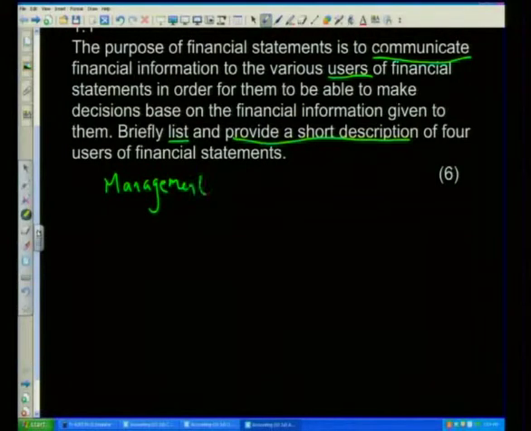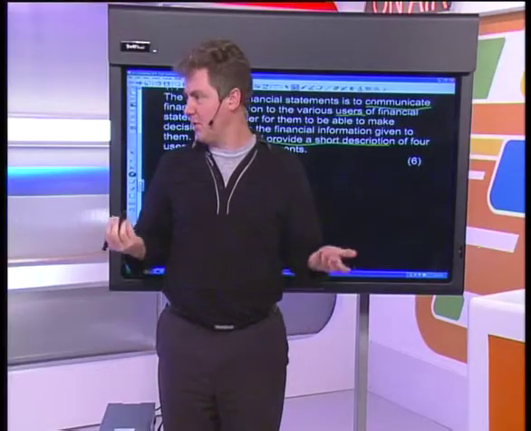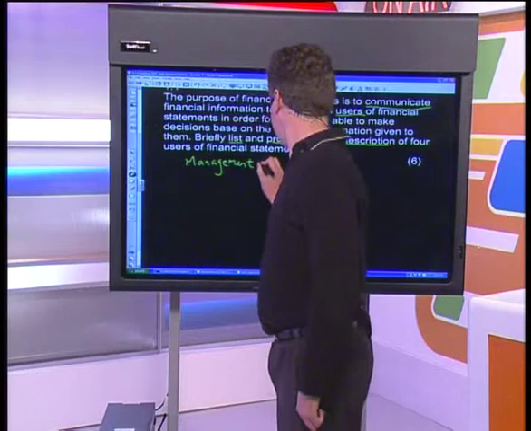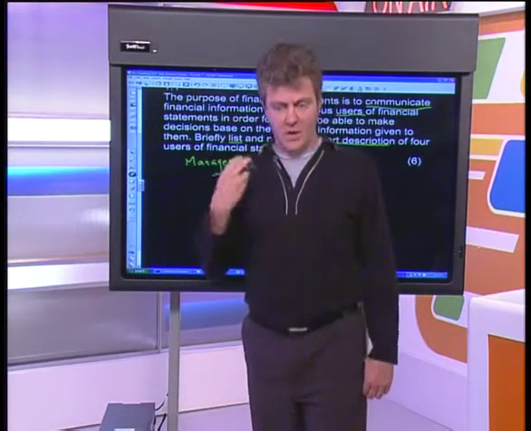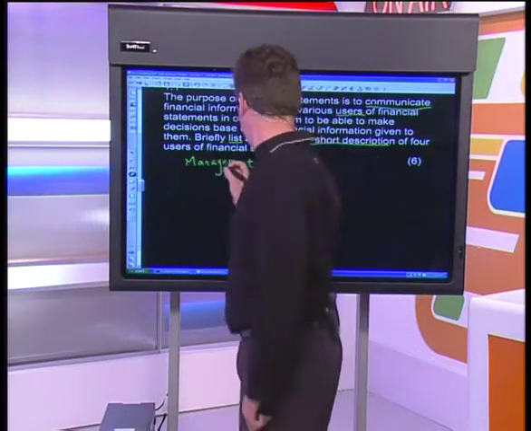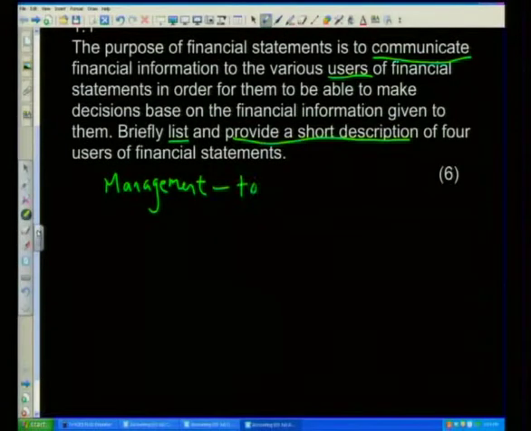Ty, you'll agree with me that if I don't know any financial information about my business, I'm not going to be able to make any decisions, right? Exactly. You'd probably end up destroying your own business at that point. So obviously the management of a business is going to need to know that information, and they will use the financial statements pretty much to make decisions.